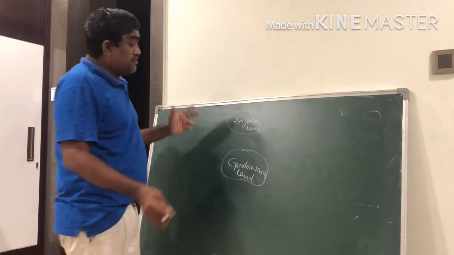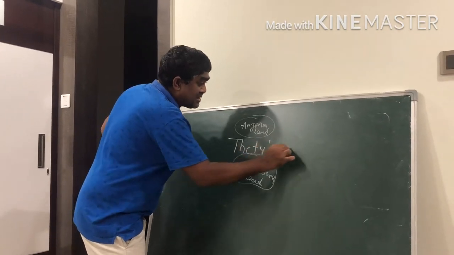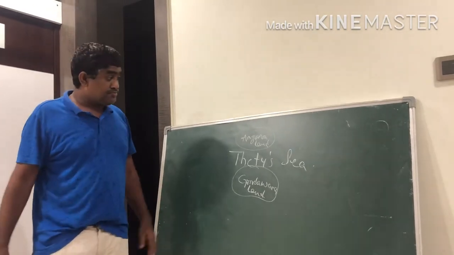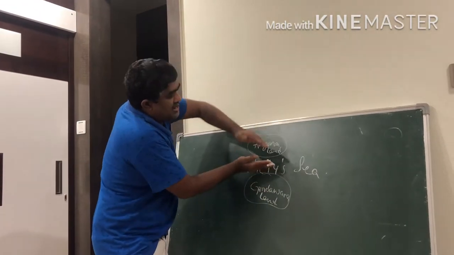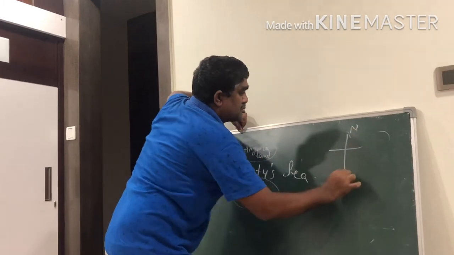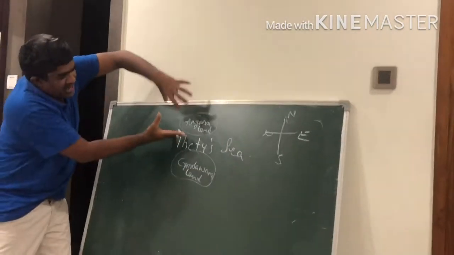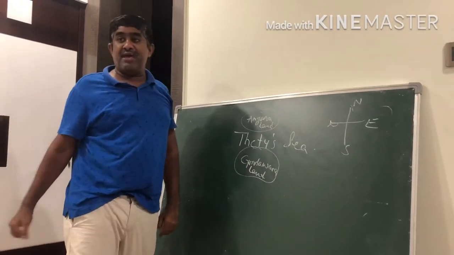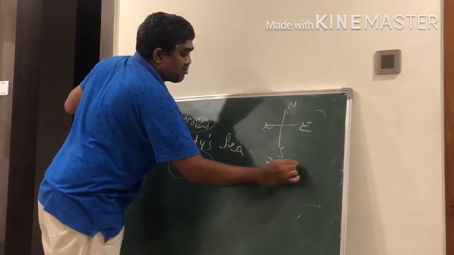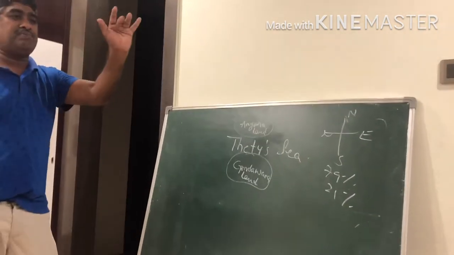In between these two masses, there is a sea called Thetis Sea. What is the sea called? Thetis Sea. To the north of Thetis Sea, we have Angara land, direction north, south, east, west. To the south of Thetis Sea, we have Gondwana land. Okay, and as you know, it is 79% water and 21% land mass. So the overall map is mostly water.